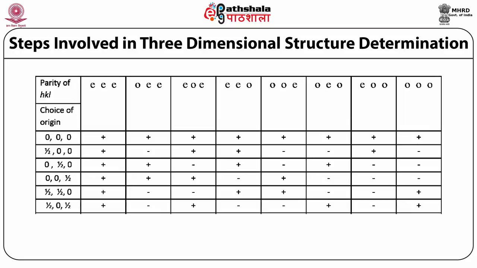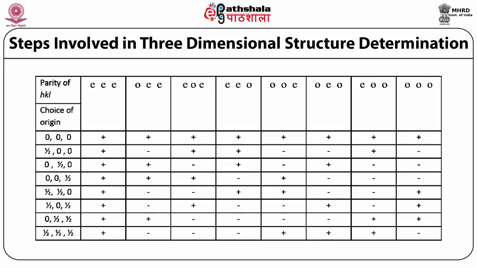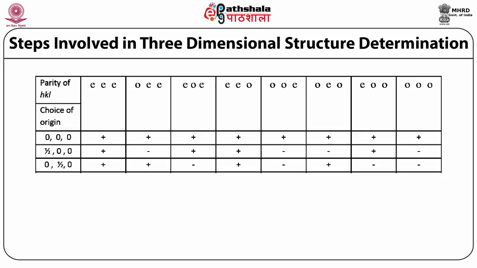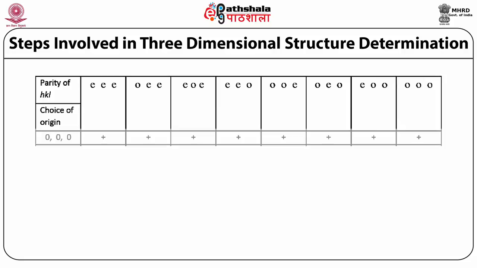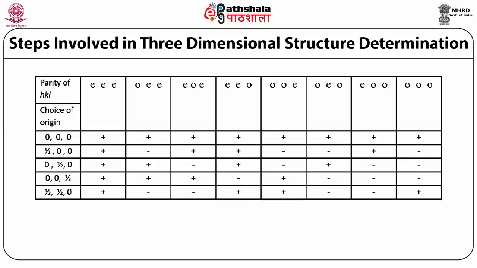Now, if you go to the next element, h parity is odd. Therefore, minus 1 power h is minus. Third, minus 1 power even, plus. Fourth, minus 1 power even, plus. Fifth, minus 1 power odd, minus. Again, sixth, minus 1 power odd, minus. Minus 1 power even, plus. Then minus 1 power odd, minus. So now I am filling the second row. So this tells you how the sign changes when I move from 0,0,0 origin to half,0,0.